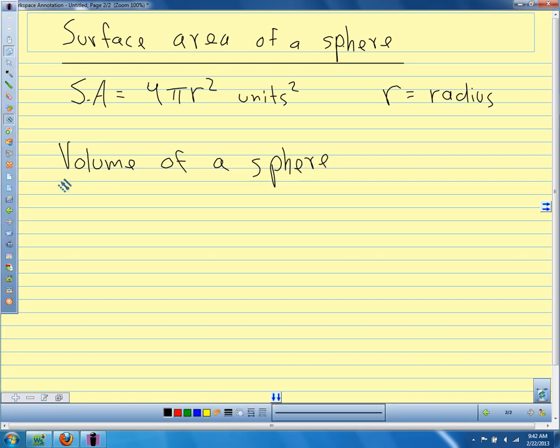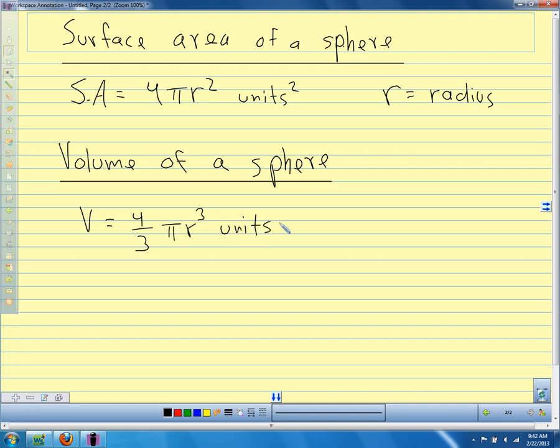Volume of a sphere. Volume is 4/3 pi r cubed. And our units are going to be units cubed. And r, again, is just our radius. So nice, easy formulas for the surface area and the volume.